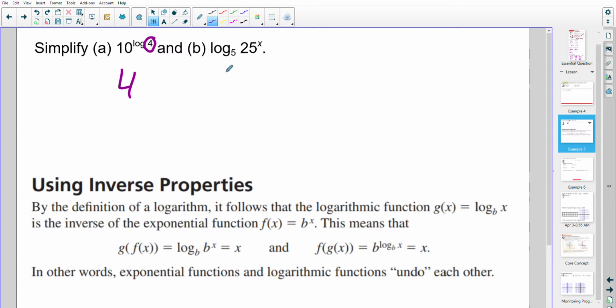In this problem, there's one step that's missing. This is really 5 squared is 25. Now this base and this base are the same. So now you're taking the log and then you're undoing it with the exponential, and you're ending up with 2x. You're not solving for x, you're simplifying this. It's not an equation, it's just an expression.